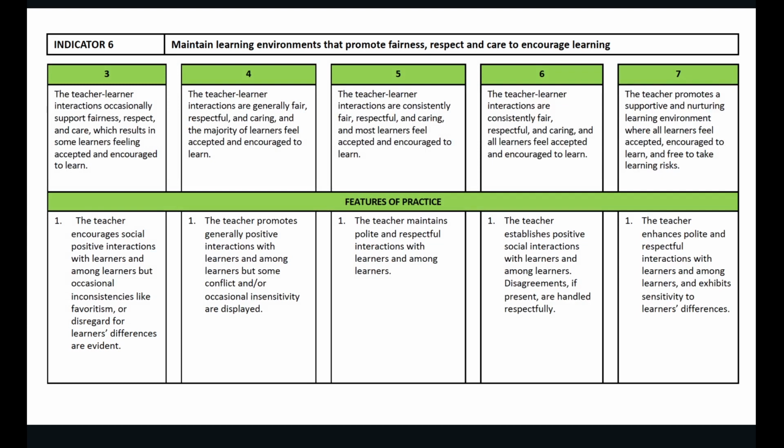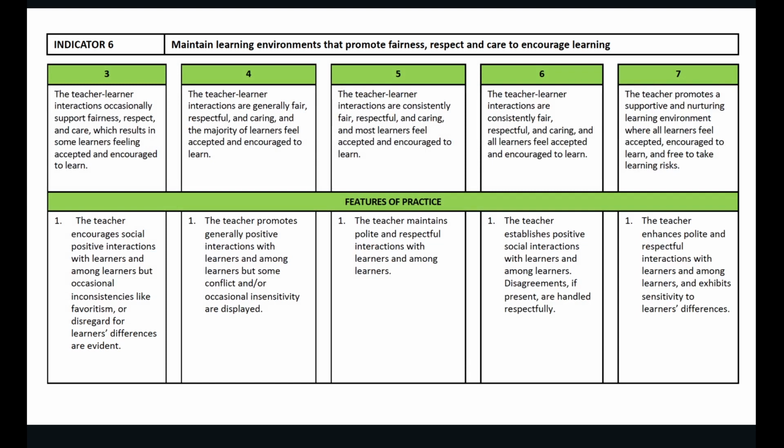Now, if there are manifestations of favoritism, you have to grade the teacher 3. Next is 4, the next higher level. At level 4, the teacher-learner interactions are generally fair, respectful, and caring. The overall environment is fair, respectful, and caring, and the majority of the learners feel accepted and encouraged to learn. So this is more than 50% of them who feel accepted and encouraged to learn.